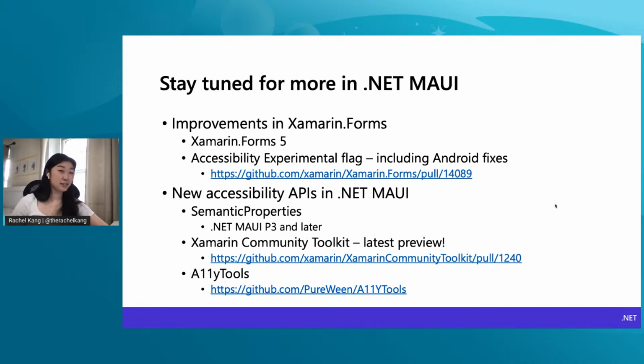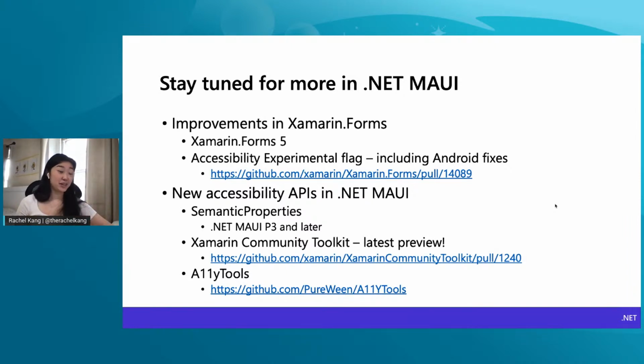So we're constantly making improvements in Xamarin Forms in terms of accessibility. If you aren't using Xamarin Forms 5 already, I highly encourage you all to get on there, where we've addressed a number of accessibility bugs already. And there are also new improvements coming, for example, with an accessibility experimental flag, which includes a lot of fixes for Android in particular. And we're also working on many new accessibility APIs in .NET MAUI. For example, we have all these new semantic properties that you can check out in Preview 3, which is already out, and also in later versions, of course.